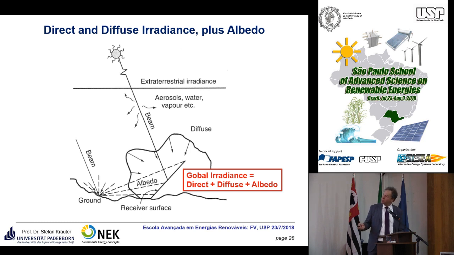Especially, and we will come to this later at the very end of the lecture, when we talk about bifacial solar cells, they can profit a lot from albedo. So that's quite good to know. This has been ignored for two decades, but now albedo becomes more important, because if you can also receive irradiance from the back, this can increase the energy yield by 10 or 20%.